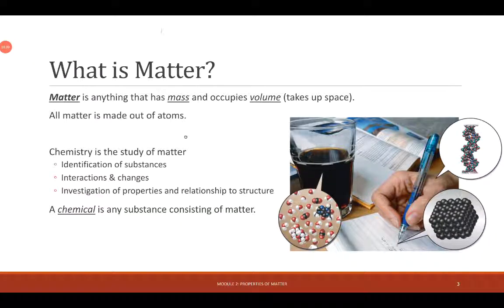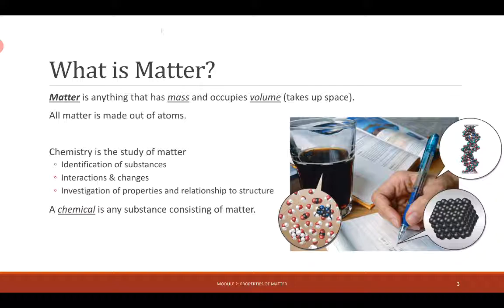So chemistry is the study of matter, which involves identifying substances, interactions and changes within matter, and investigating properties. Chemists really feel that there's a strong connection between the structure of matter down at the atomic level and the properties of that substance at the macroscopic level. If we understand how the structure influences the properties, then we are able to design new materials with a specific function because they will have the specific properties that we have designed.